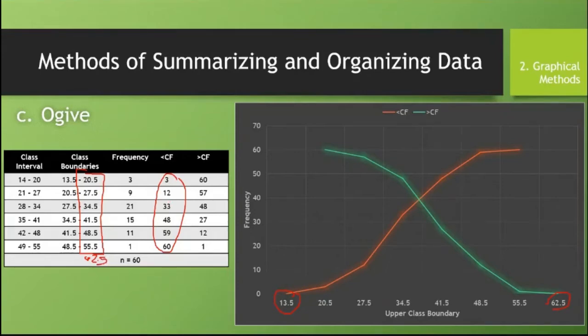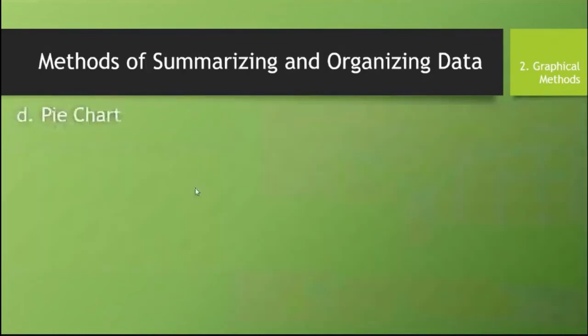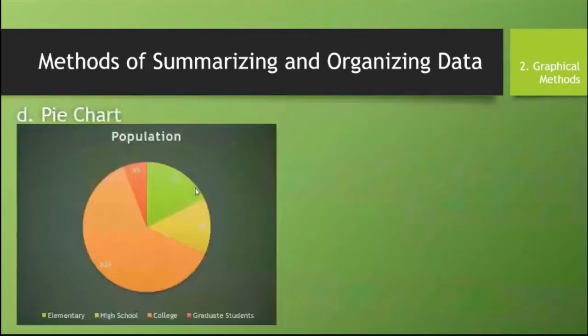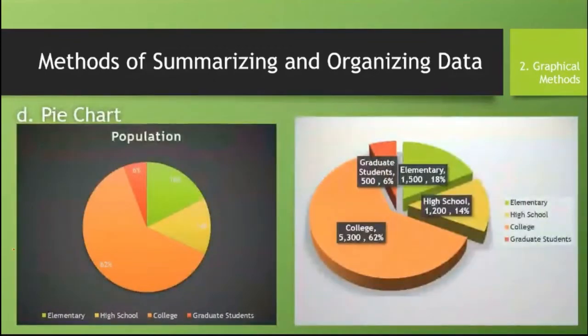Others would call it ogive, but we'll be pronouncing it as ogive. After ogive, we have the pie chart. This is an example of a pie chart. It can be presented in a simpler manner, or if you would like to give some effects, you can use this type here. But how do we create a pie chart? It's simple.